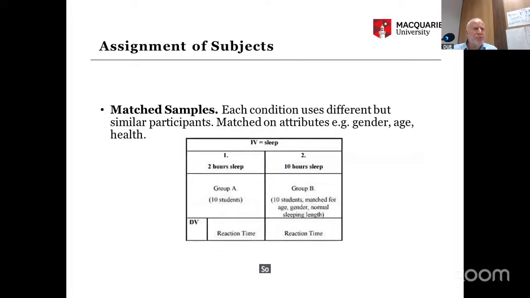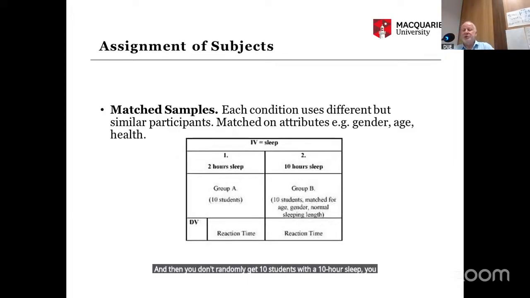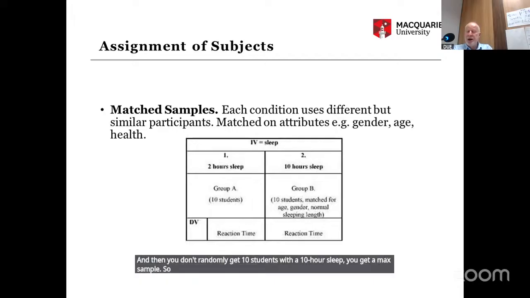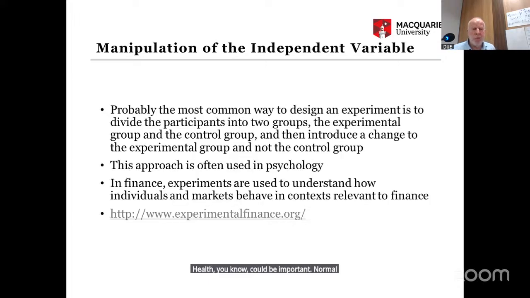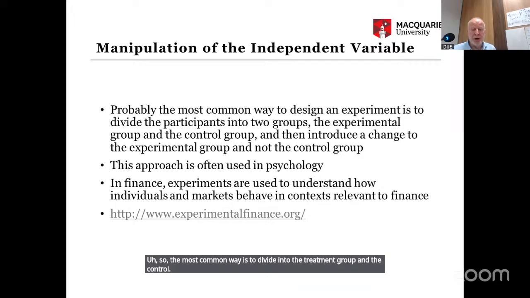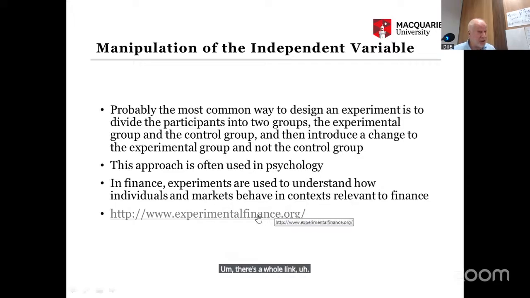So a match sample is you have 10 students with 2 hours sleep, and then you don't randomly get 10 students with the 10 hours sleep, you get a matched sample. So age, gender, health, normal sleeping habits could be important. So the most common way is to divide into the treatment group and the control. There's a link to a whole lot of finance studies there, so you're welcome to look at that.